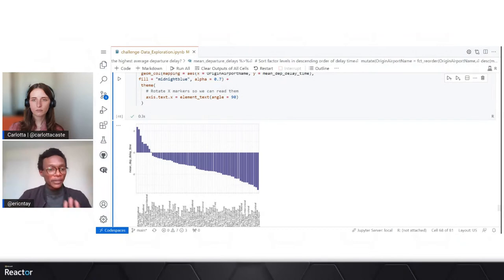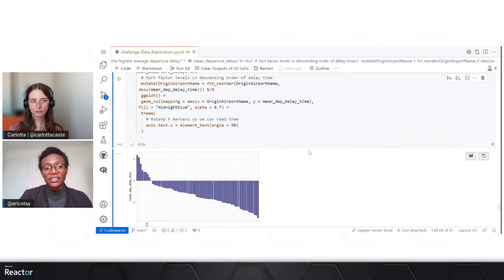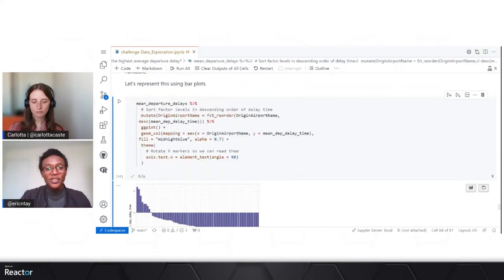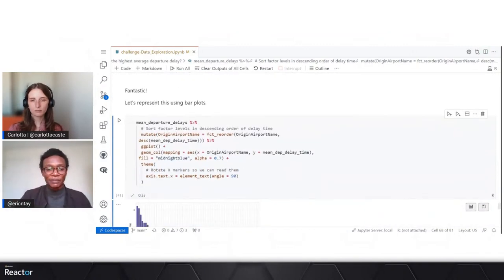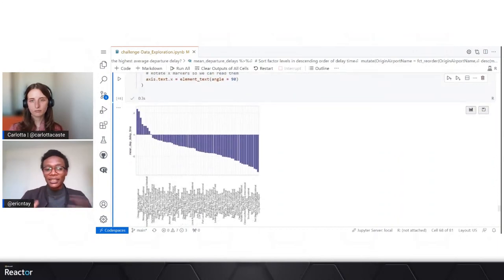But by graphing we can really see that in terms of mean departure delay time, we have lots of airports with negative values, meaning the flights are not actually delayed. And this is way more than the ones that were delayed. So this is the power of data visualization combined with data transformation. Because we started with the raw data, we found the mean departure delays, passed that data to a plot, and so visually most of the airports have negative departure delay time, which is a good thing.